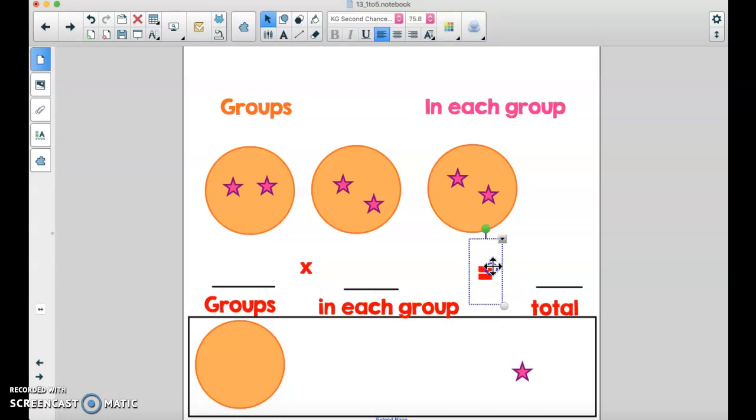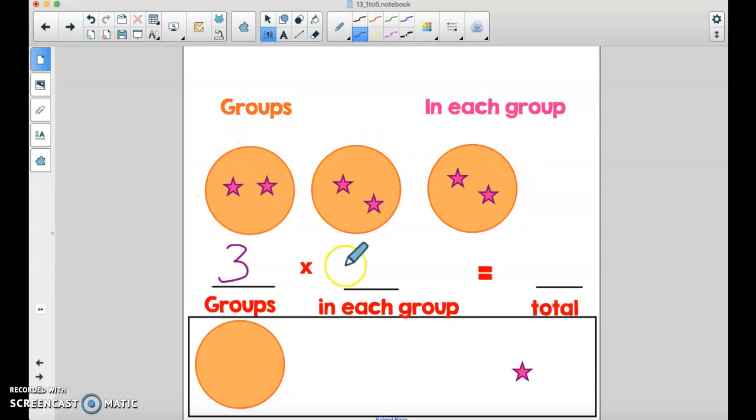So hopefully you wrote how many groups. I have 3 groups. So I'm going to write a 3 because I have 3 big circles, and then I have 2 in each group. So 2 stars in each one. Now how many stars do I have all together? Well, hopefully you can count by 2's, just like we practiced. 2, 4, 6. There we go. The total is I have 6 total stars.